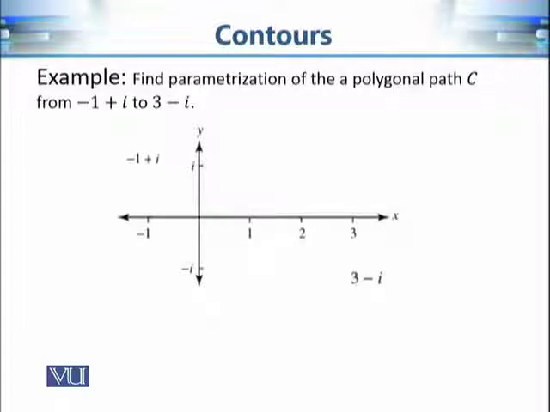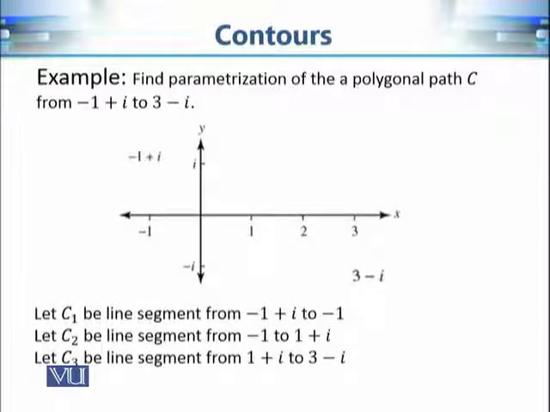Now let's try to construct a contour. We want to find a polygonal path from -1 plus iota, from this point, to 3 minus iota, to this point. Polygonal path means we want to find a path which is made of straight lines. To construct this path, we first find this line segment from -1 plus iota to -1. Let's call it C1, and then we construct another path from -1 to 1 plus iota.